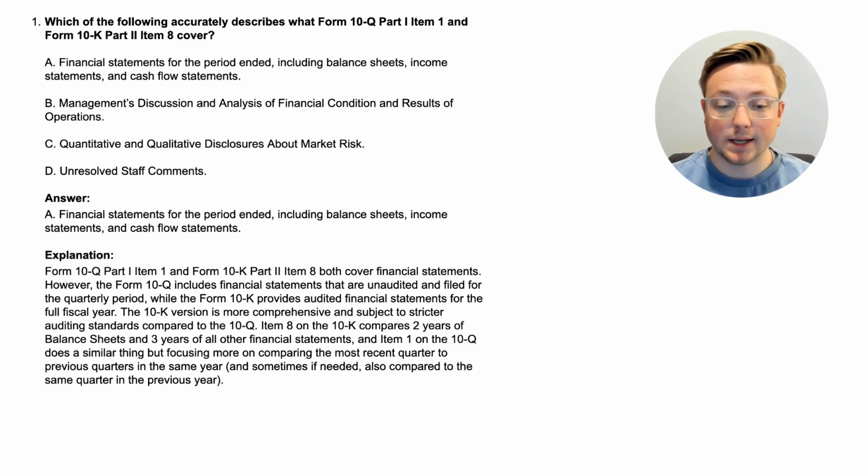And Item 1 on the 10Q does a similar thing, but focusing more on comparing the most recent quarter to the previous quarters in the same year, and sometimes, if needed, also compared to the same quarter in the previous year. But overall, what you need to remember is that both of these items, Item 8 in Part 2 of the 10K and Item 1 in Part 1 of the 10Q, cover the financial statements just for their different periods respectively. For the 10Q, it would be for the most recent quarter. For the 10K, it would be for the most recent fiscal year. Let's go to the next question.